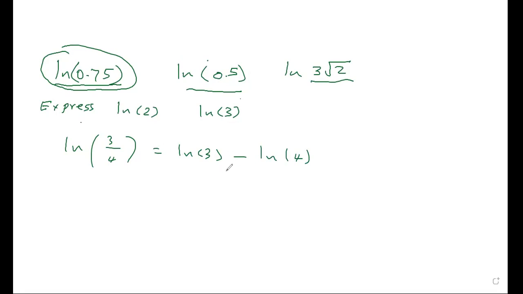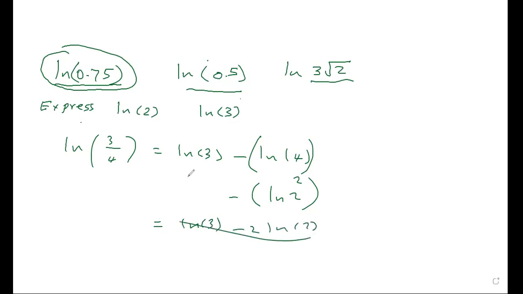Right. And then you take this one and break it. So what does this break into? Yes, ln of 2^2, right? And then you take the 2 outside. So this gives ln of 3 minus 2 ln 2. That's it. And you can do the same for the rest of them.